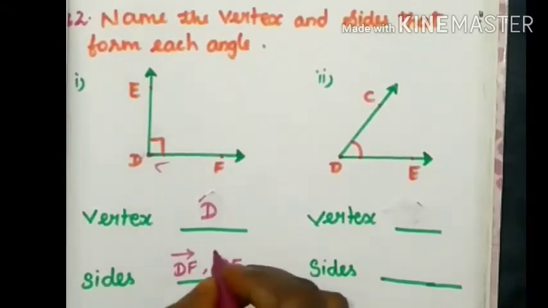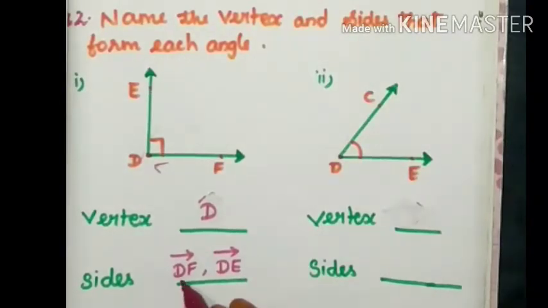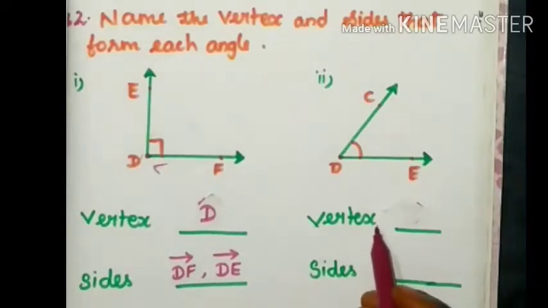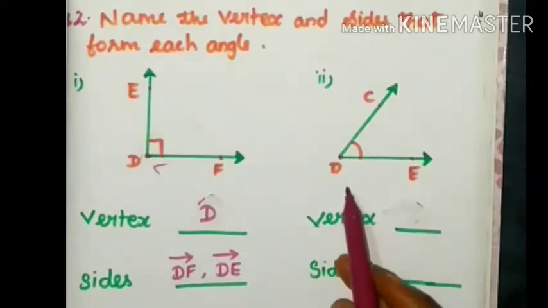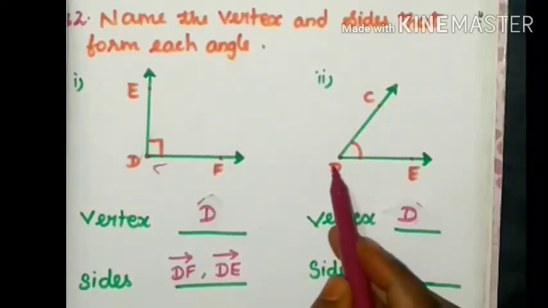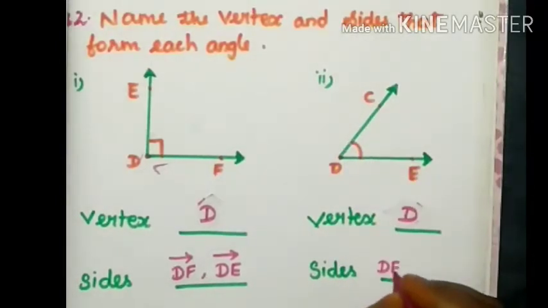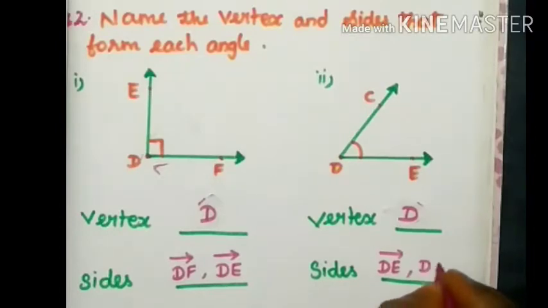For sides, you have to mention like this. Then second one, vertex. Here the common point is D. D is the vertex and the sides of the angle are DE and DC.